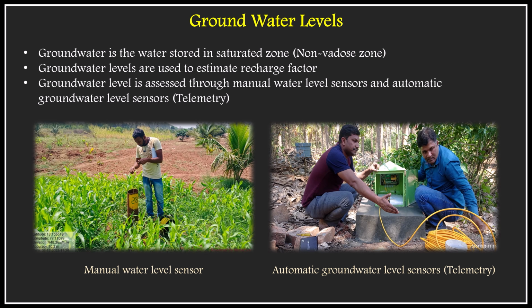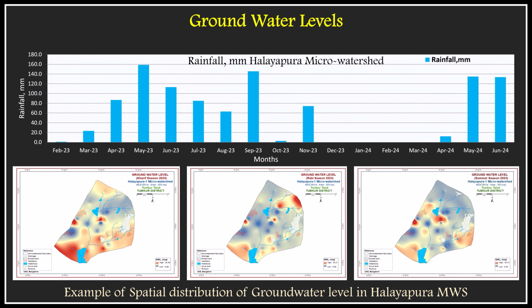Then we assess the groundwater level, and this is measured to estimate the recharge factor. It is assessed through manual water levels and automatic groundwater level sensors. The graph represents the rainfall received in the micro watershed, and the corresponding map represents groundwater levels during different crop seasons.